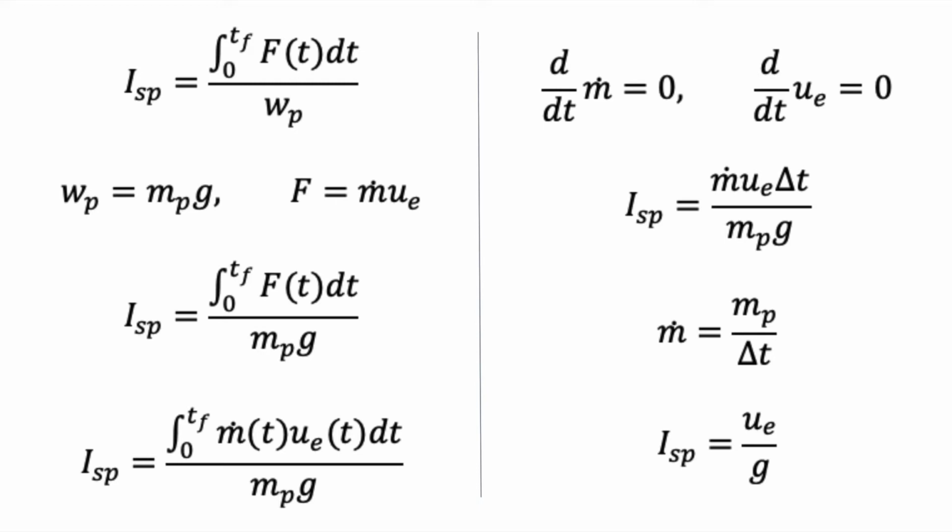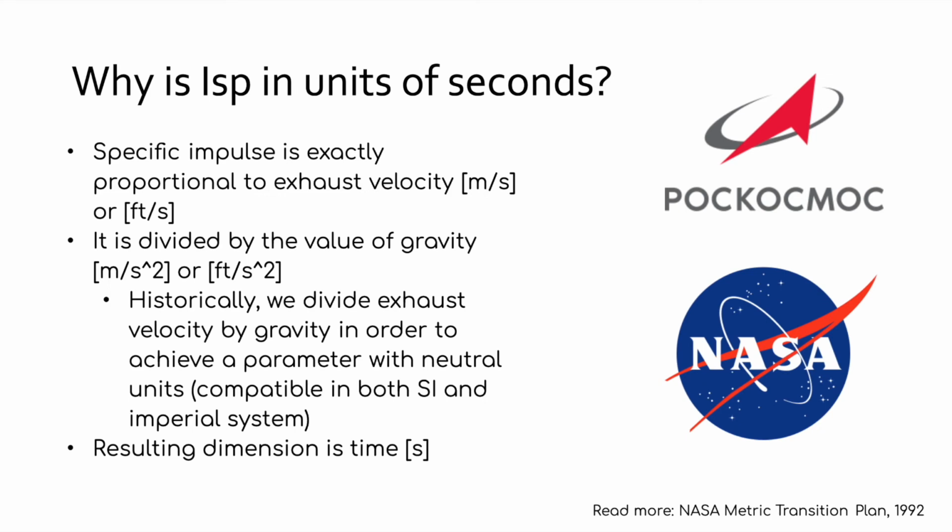Plugging the expression on the third line into the one on the second line, we reach a simplified expression for specific impulse, which is exhaust velocity divided by gravity. Why is specific impulse in units of seconds? From dimensional analysis, we see that dividing velocity by acceleration yields a resulting dimension of time.